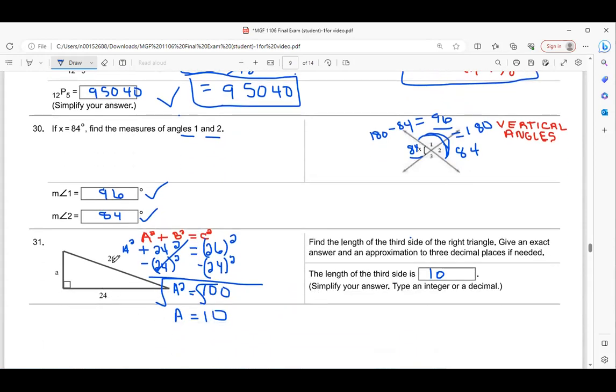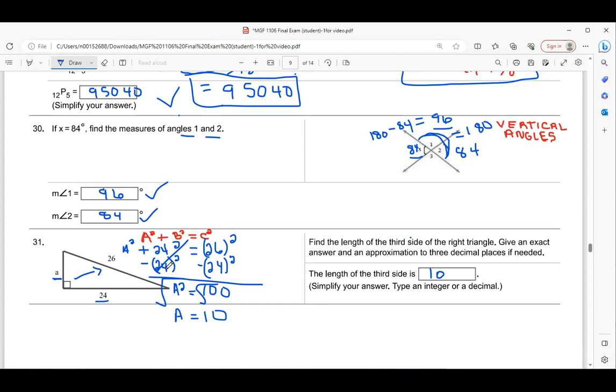For number 31, we have a right triangle here, and we want to find this missing length, letter A. For that, we could use our Pythagorean theorem, a squared plus b squared equals c squared, where a and b, remember, are legs of the triangle. We don't know one of the legs, so we left letter A the same. We do know the second leg, which is 24. So for B, we substitute 24 squared. C is going to be our hypotenuse. It's always the longest side, and it's always the side across from the 90-degree angle. So for C, we substitute 26 squared.